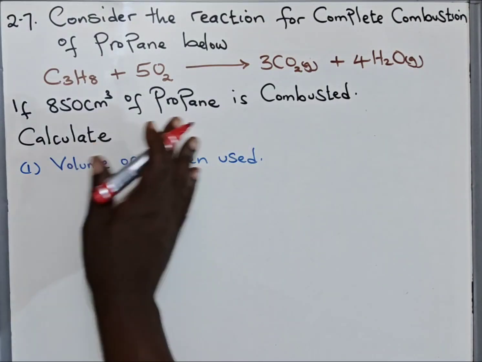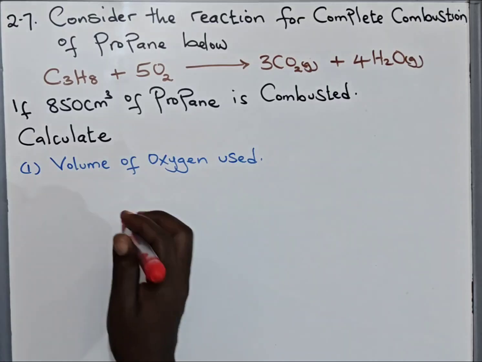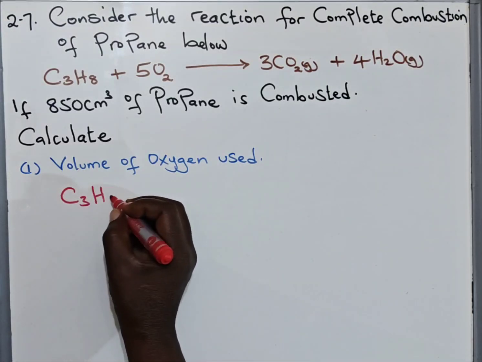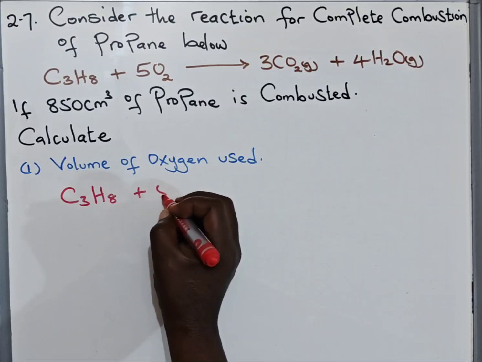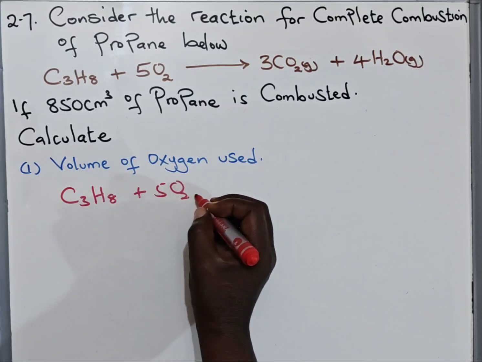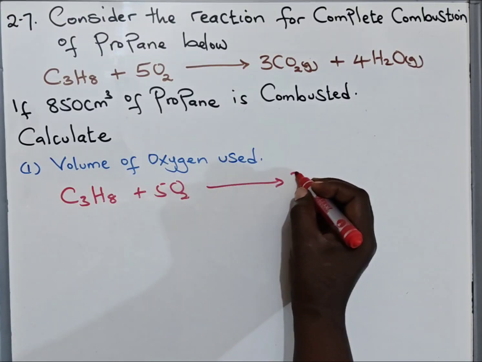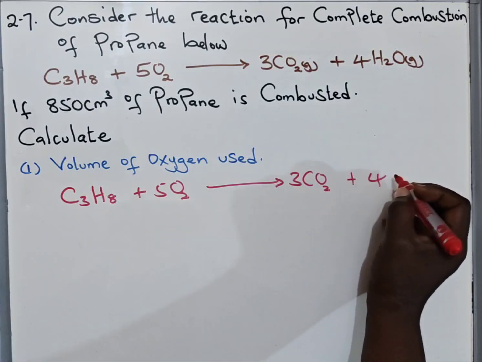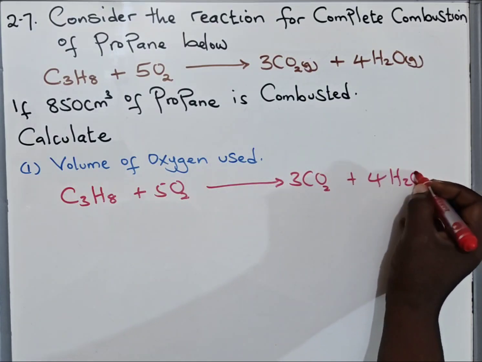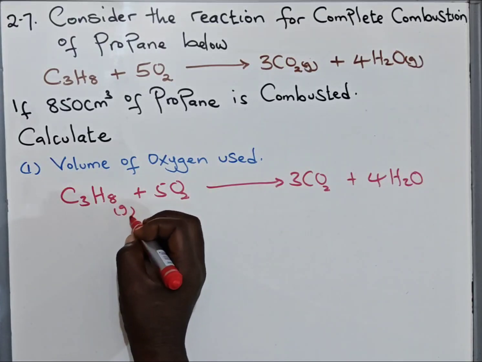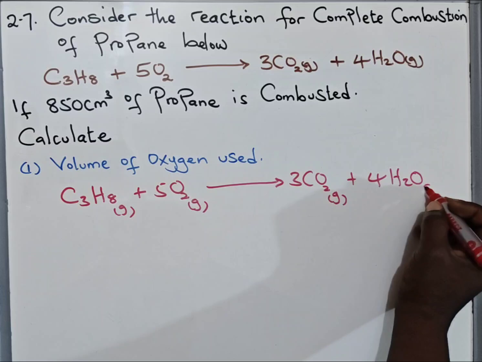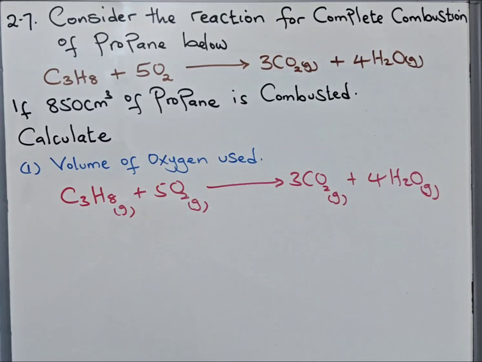The best approach is to have the equation rewritten. So we're going to have C3H8 plus oxygen, giving us 3 carbon dioxide plus 4 water. All of them are gaseous. We need to know that water comes out as vapor. Okay, that's what we are having.